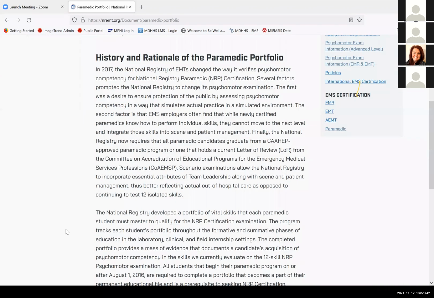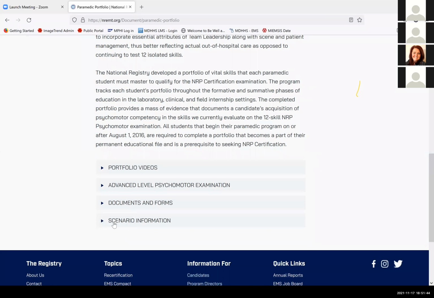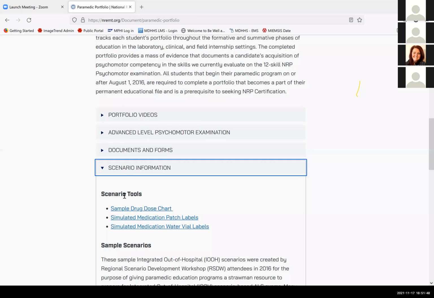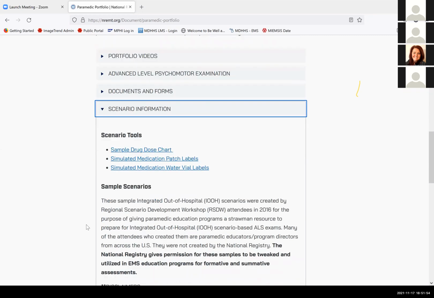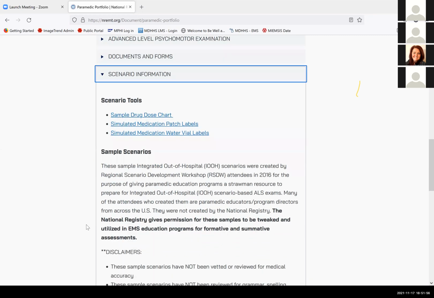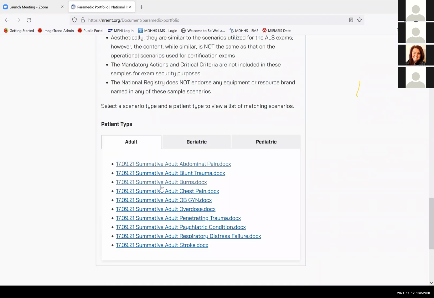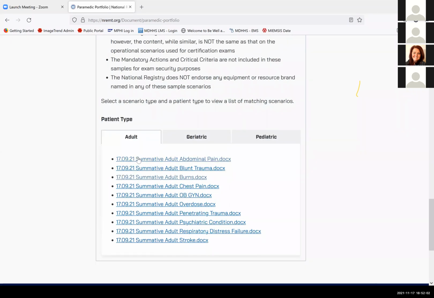So if we scroll down here, there's a tab that says scenario information. Again, we're going to click on that. There are some really great scenario and resource tools here, like drug dosage charts and medication label stuff. But I'm not looking at those right now. I want to talk about the sample scenarios. So they have a whole bunch of sample summative scenarios built in here for you. Again, it's broken down by population: adult, geriatric, and pediatric. I'm just going to click on this first one.